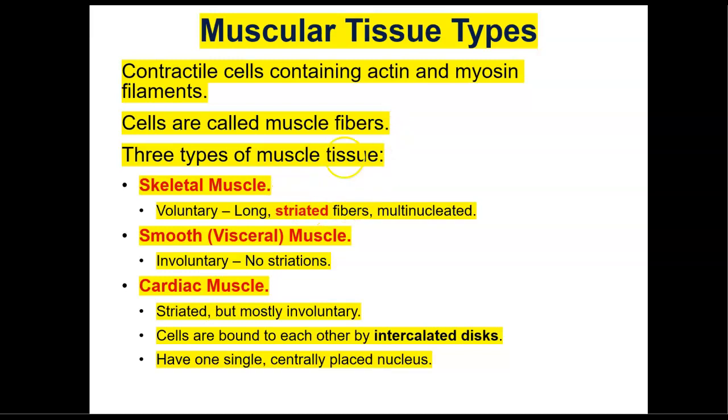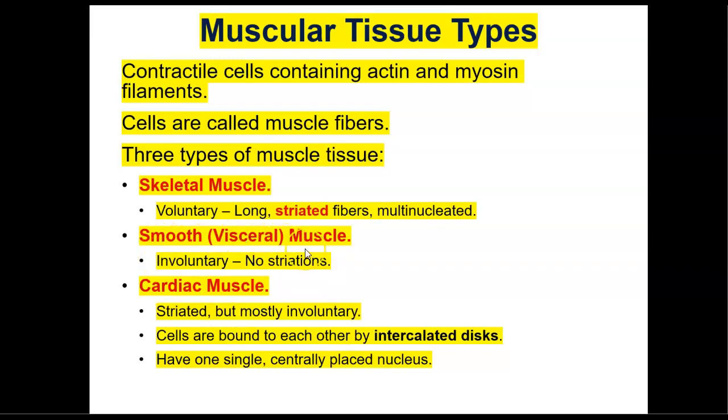There are 3 types of muscle tissue. Our skeletal muscles are the ones that are connected to our bones and allow us to move. Skeletal muscles have the longest muscle fibers. They are voluntary. We have voluntary control of the skeletal muscle contractions. And the fibers of skeletal muscle are striated. They produce these different dark and white banding patterns due to the arrangement of the actin and myosin filaments. And they are multinucleated. Many nuclei per muscle fiber.